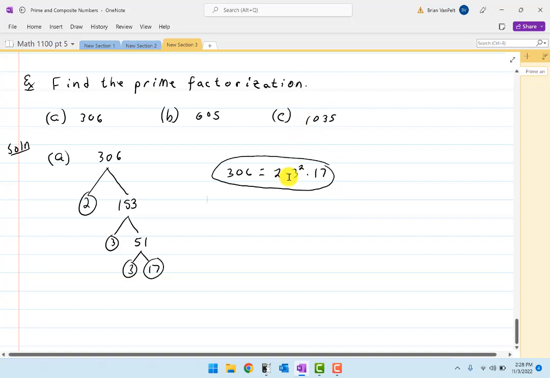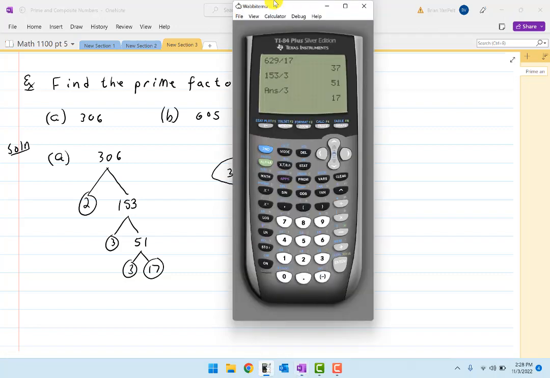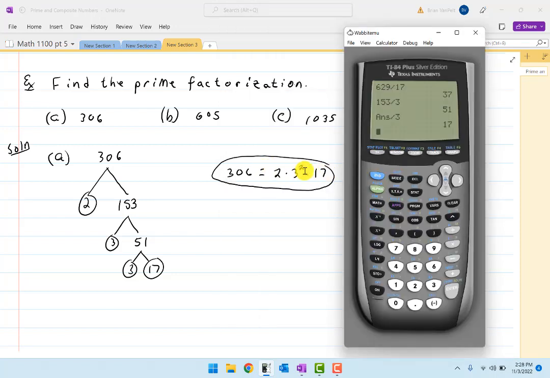You can always check yourself. Let me come back to my calculator here, and I can always punch this into the calculator and see what happens. So I had 2 times 3. If you want, you can do 3 times 3 or 3 squared. It really doesn't matter. And let's see if I get my original number back. There is 306, so I've checked myself.